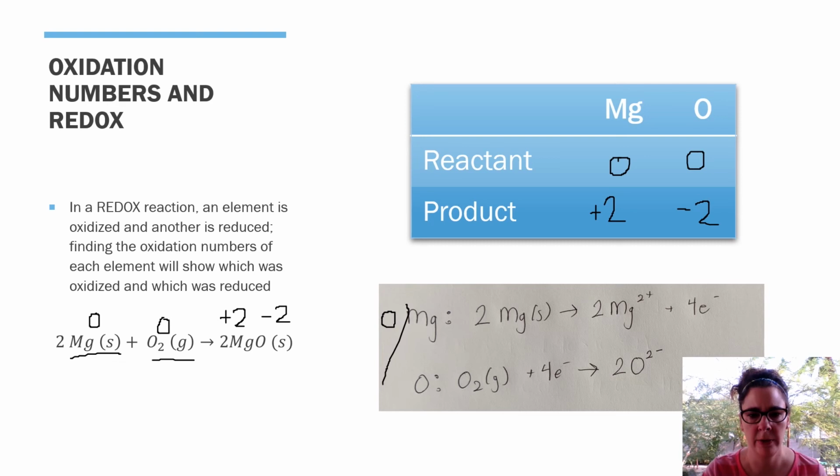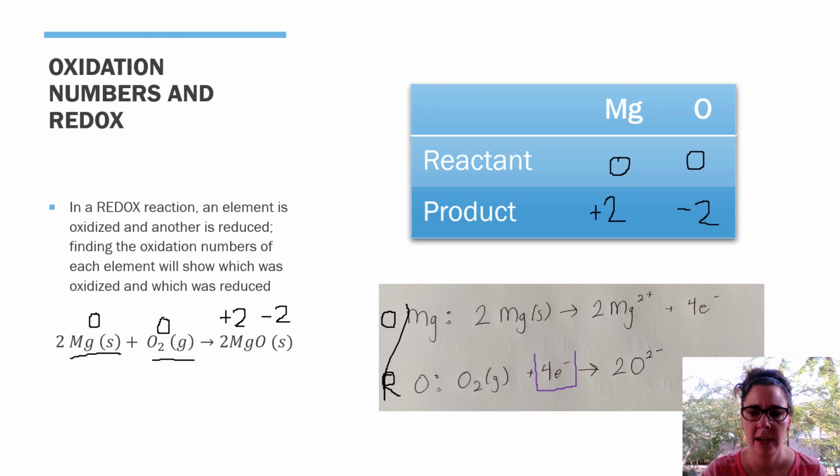Down below, we have reduction. Our reduction process is our O2, so our 2 oxygen atoms taking on 4 electrons to become 2 oxide anions with -2 charges.